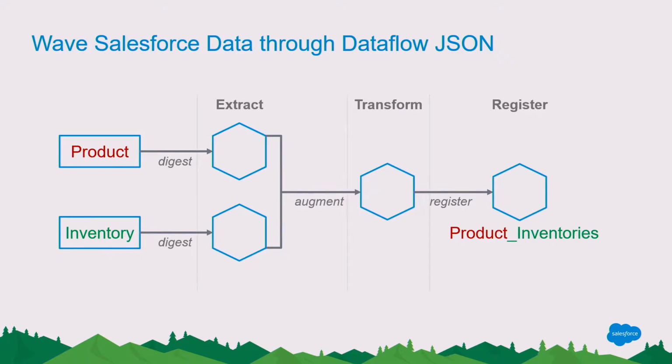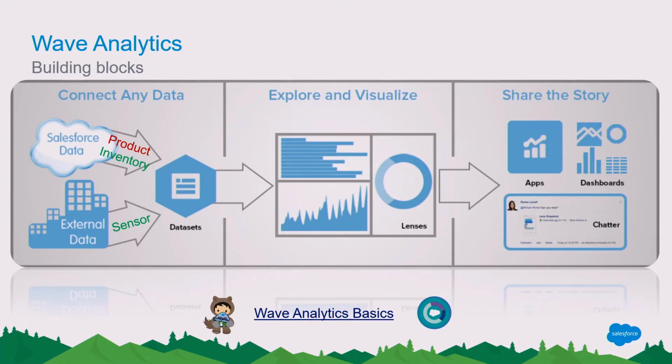So we see that there are two ways to get information in. And in the Salesforce way, which is the API first way, we have two APIs, right? For products and inventories from Salesforce data, you have something called the data flow JSON, which is a definition of a set of instructions on how to extract the information from Salesforce, transform and load it into Wave Analytics for you to further query.